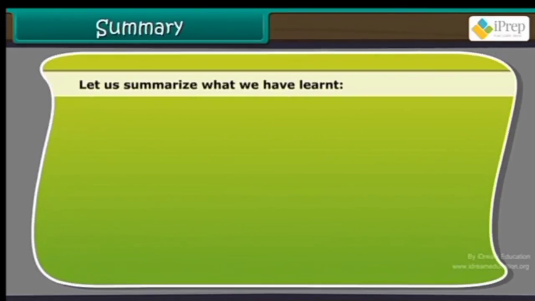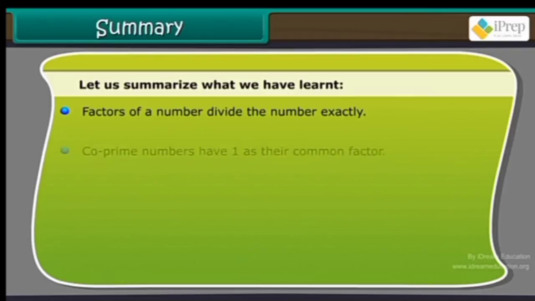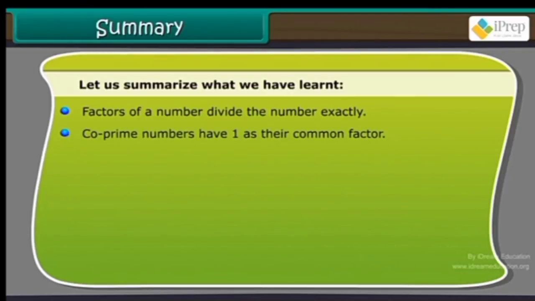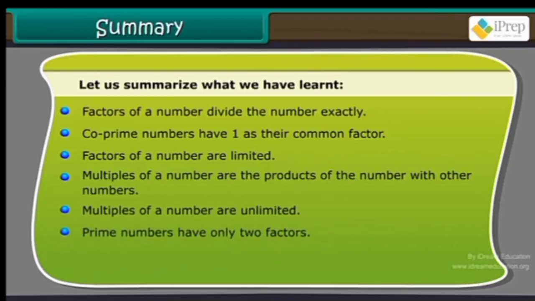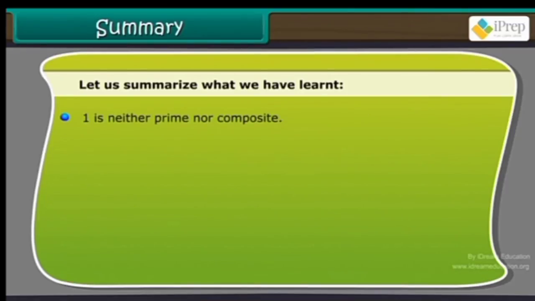Let us summarize what we have learnt. Factors of a number divide the number exactly. Co-prime numbers have 1 as their common factor. Factors of a number are limited. Multiples of a number are the products of the number with other numbers. Multiples of a number are unlimited. Prime numbers have only 2 factors. Composite numbers have more than 2 factors. 1 is neither prime nor composite.